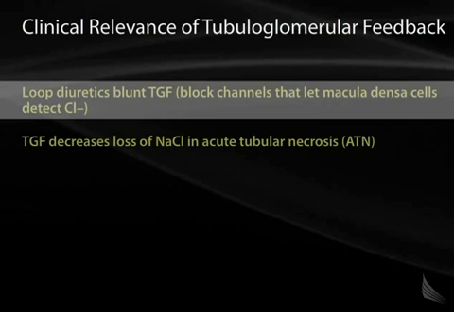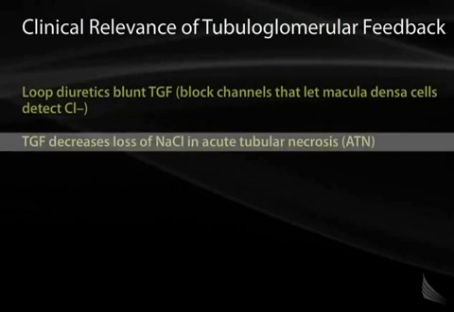feedback system. The other, perhaps more important relevance of tubular glomerular feedback is in the setting of acute tubular necrosis. Acute tubular necrosis occurs for a variety of reasons, but ultimately ends up causing renal tubular dysfunction. One of the primary components of renal tubular dysfunction is the inability to reabsorb salt, water, and other electrolytes and important substances in the proximal tubule.